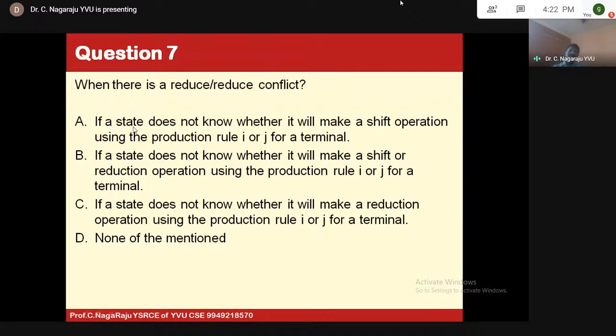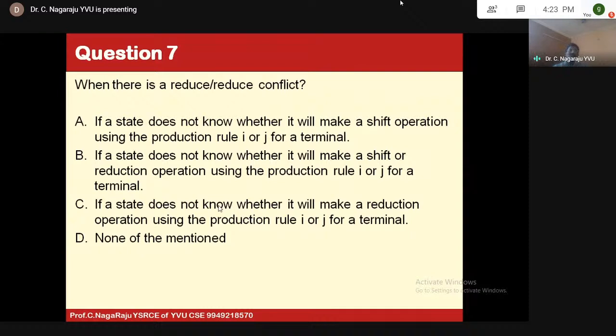A state does not know whether it will make a shift operation using the production rule I or J. A shift operation doesn't come into reduce, so A is not the correct answer. In B, if a state does not know whether it will make a shift or reduce, we can use the shift and reduce conflict. But here, if the state does not know whether it will make a reduction operation using the production rule I or J, then C is the correct answer.